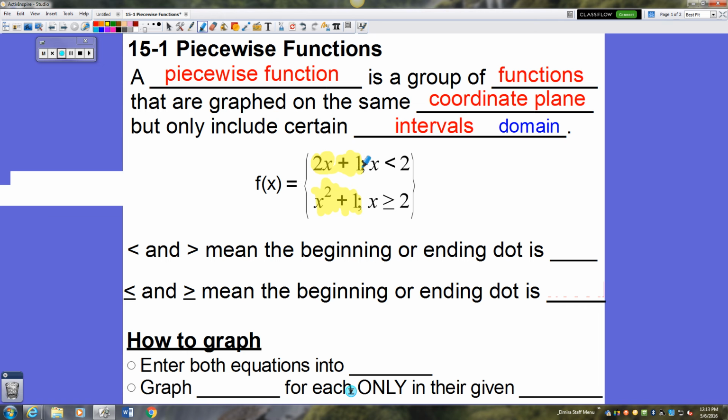So 2x plus 1 is a function that's linear, and x squared plus 1, that's a quadratic function. Then it could be 2 linears, it could be 2 quadratics. I mean, it could be whatever. It just is what it is.